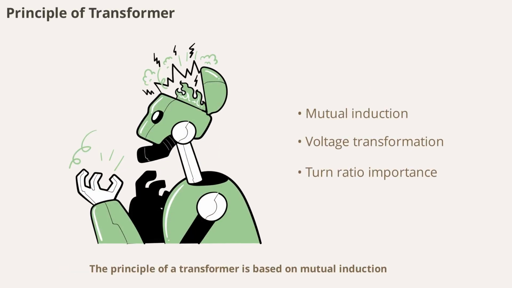The principle of a transformer is based on mutual induction. When alternating current flows through the primary coil, it creates a changing magnetic field, which induces an EMF in the secondary coil. The ratio of the number of turns in the primary and secondary coils determines whether the voltage is increased or decreased. This simple yet powerful principle enables the safe and efficient distribution of electricity.